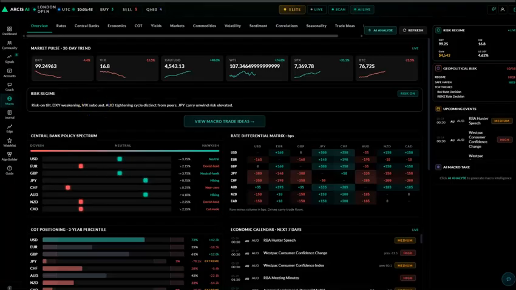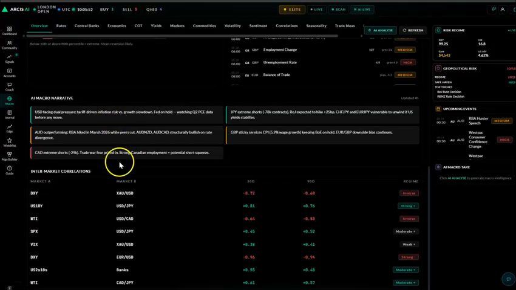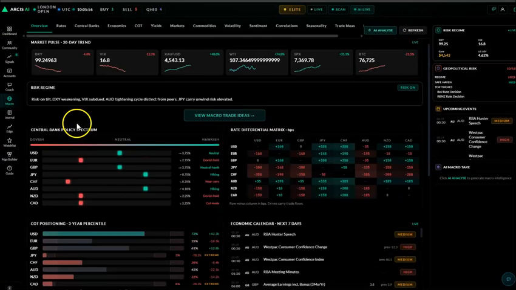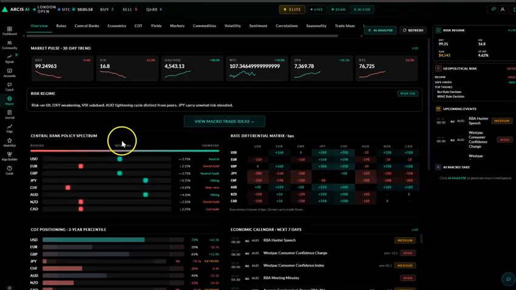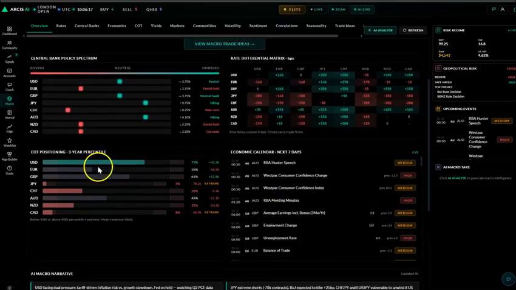So if you are a free user, you'll see this dashboard here. It's just a breakdown of everything on the platform: intermarket correlations, COT positioning, central bank policy spectrum. So who's hiking, who's lowering rates, and who's neutral. And then you have the rate differential matrix here. It's just the day-to-day updates on different central banks' interest rates. So again, then you have the economic calendar here.